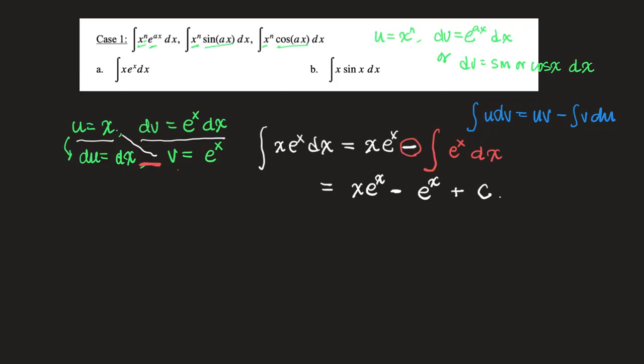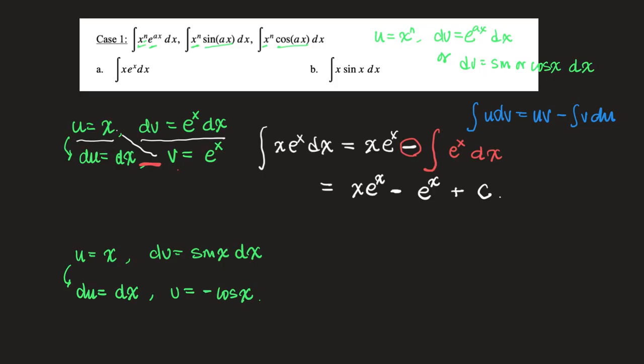Let's try the second one. The idea is the same: polynomial before the trigonometric function. So we pick u to be x and dv to be sine x dx. Differentiate u: du is the derivative of x, 1 times dx. Integrate to get v. What is the antiderivative of sine? It is negative cosine x.